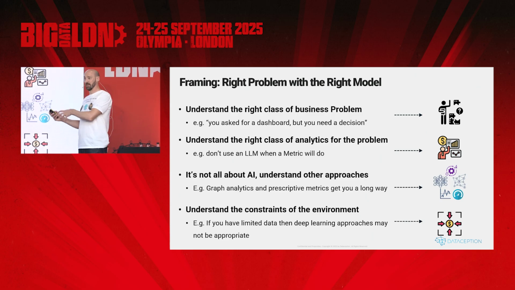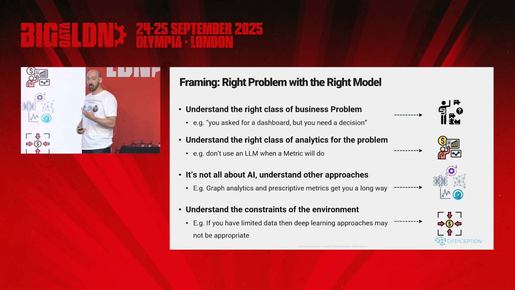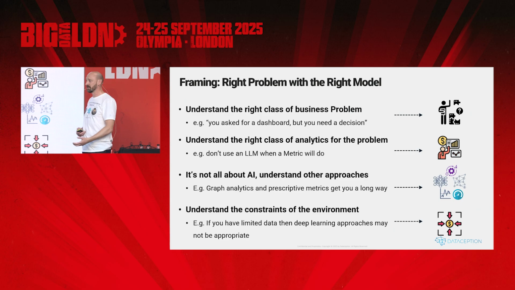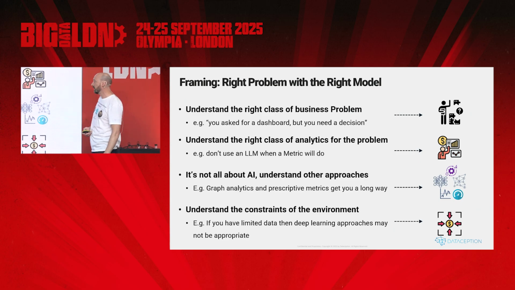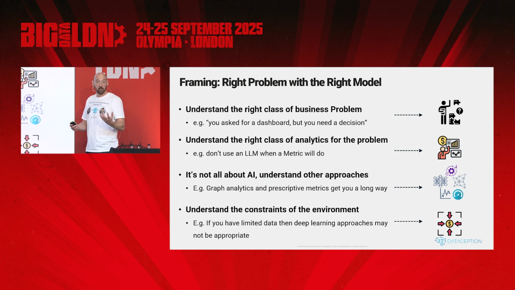It's not, what's the LLM? If you're using an LLM, what's the problem? What's the class of problem? So are we doing a forecast? Are we doing a historical metric? What's the actual class of problem we're going to solve? Understand that sometimes graph analytics is really, really useful. So understand what that's about, and also understand the environment.